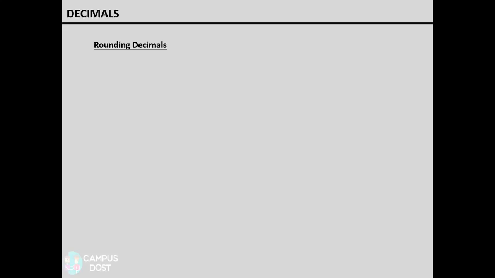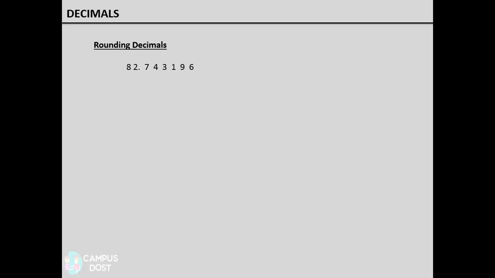Okay, the last topic we will examine is rounding decimals. To set this up, let's first remind ourselves of the place values. Now when it comes to rounding a number to a certain place, we must first go to that place value and then examine the next digit that lies to the right of that place value.